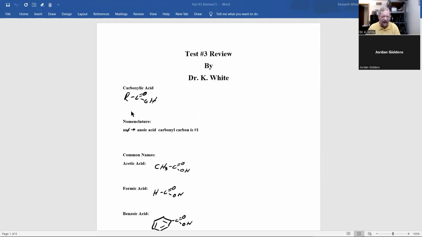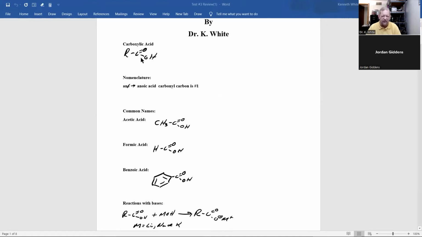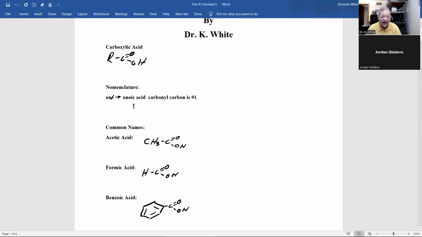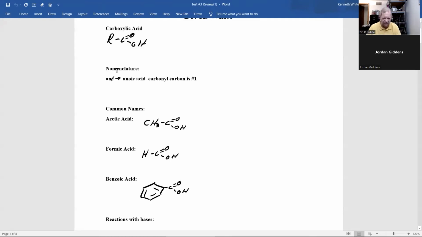And here we have a carboxylic acid: carbonyl, hydroxyl group, R group. How do you name it? Find the longest chain with the carbonyl carbon, name it as an alkane, drop the E, and add OIC in the word acid. Now, if you have alkyl groups on the R, remember the carbonyl carbon is always number 1, but we don't write that in the name.